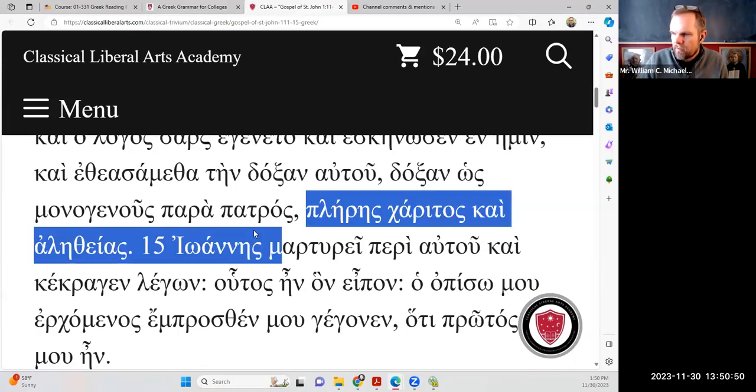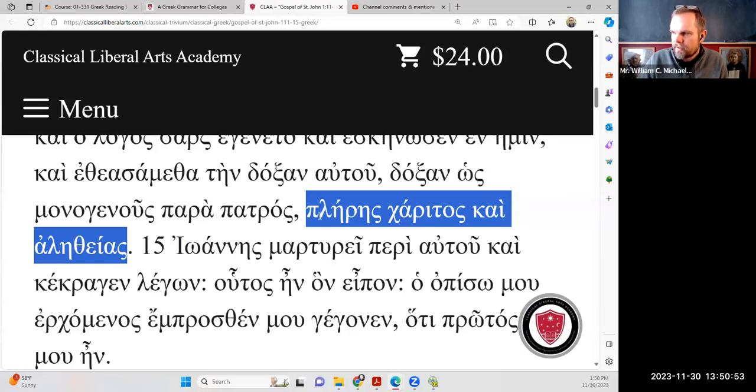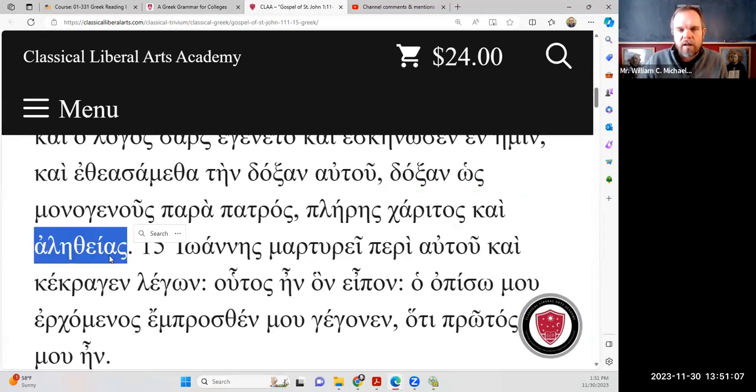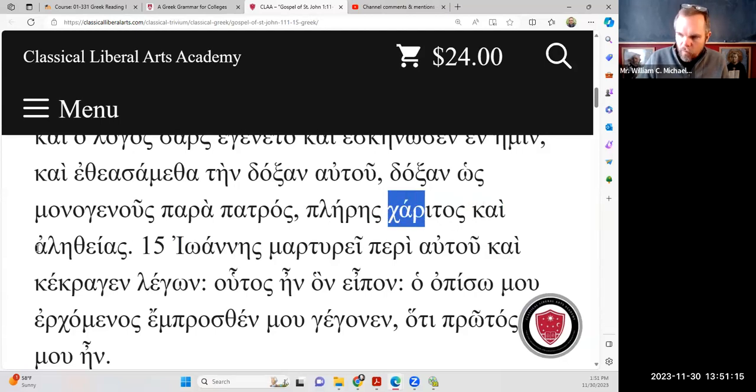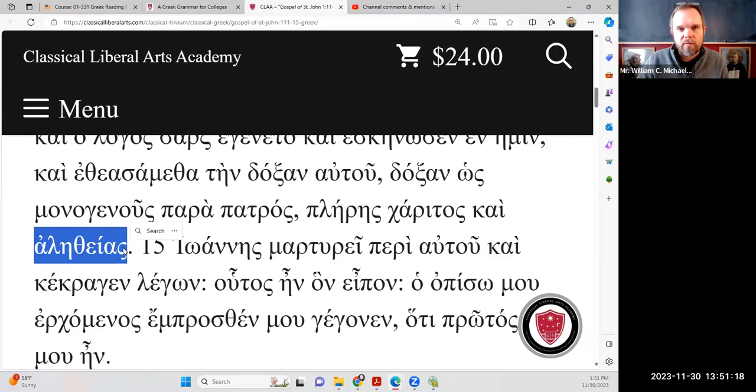The translation here, which we didn't go over yet, so you might not know this, says pleres charitos kai aletheas. Pleres charitos kai aletheas. That means full of grace and of truth. Or we could just say full of grace, and we don't know how to translate this because there are two different forms. So what does the context tell us is the right case? Who can tell me? Is it genitive or is it accusative?